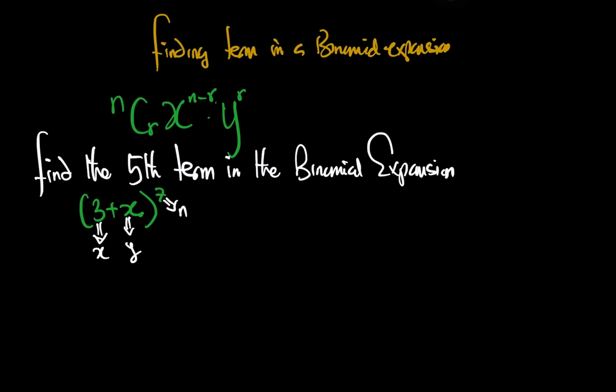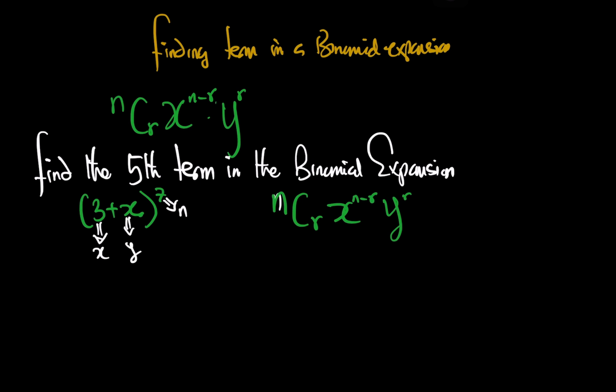So if they say the fifth term, we are looking at nCr. The formula says nCr multiplied by x to the power n minus r, y to the power r. If we're looking for the fifth term, it is going to be n combination 4, because the r there is 5 minus 1.